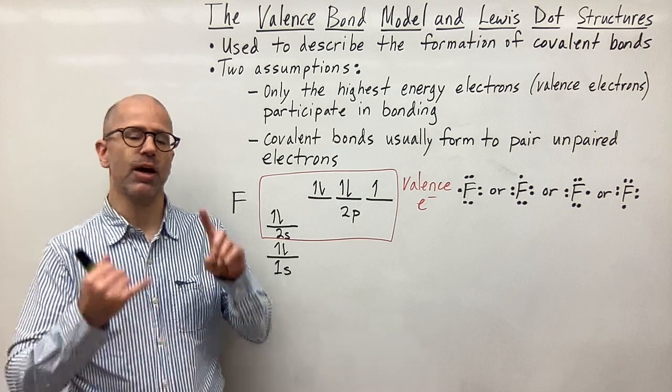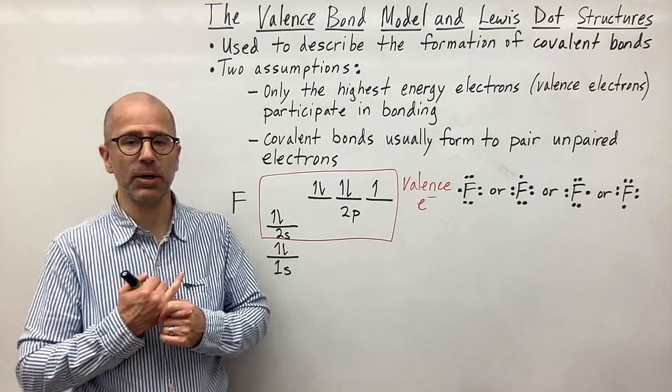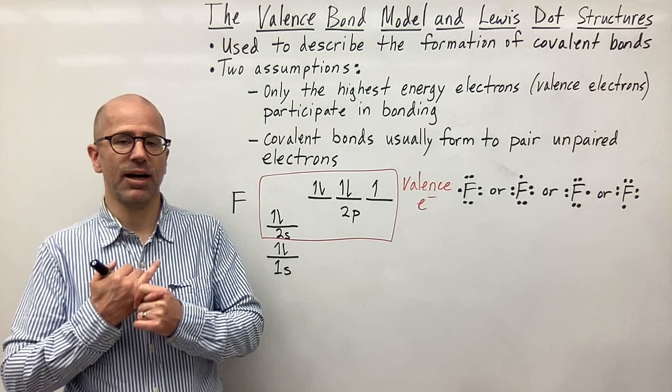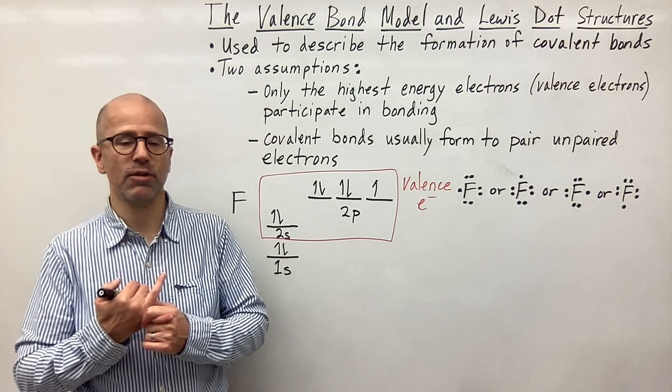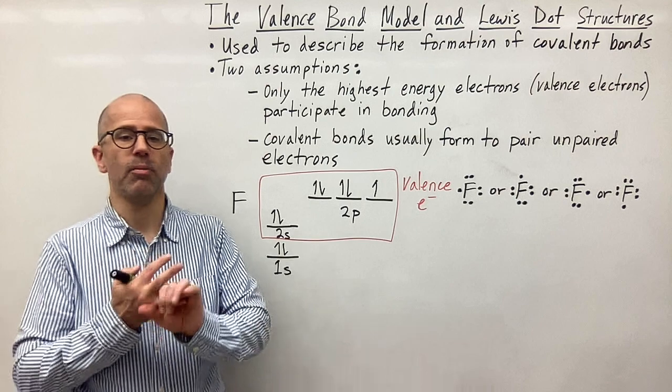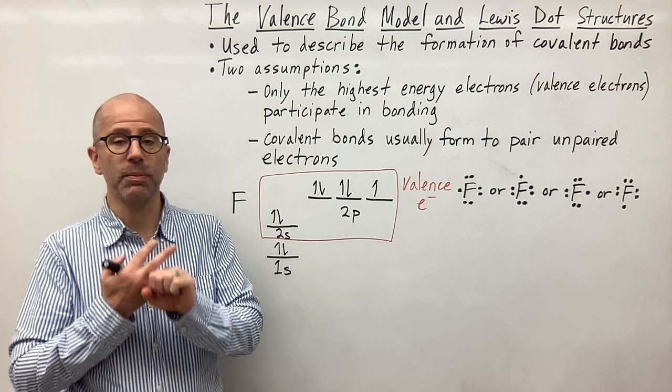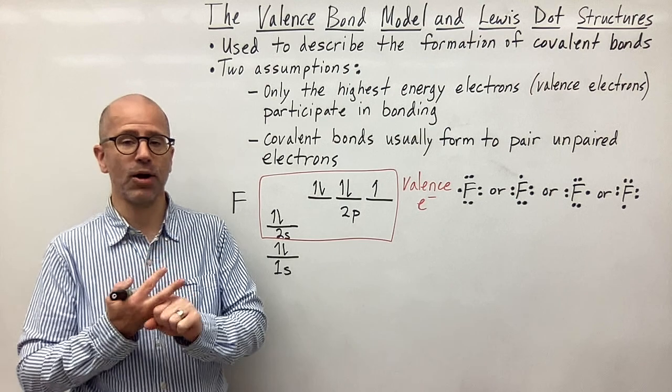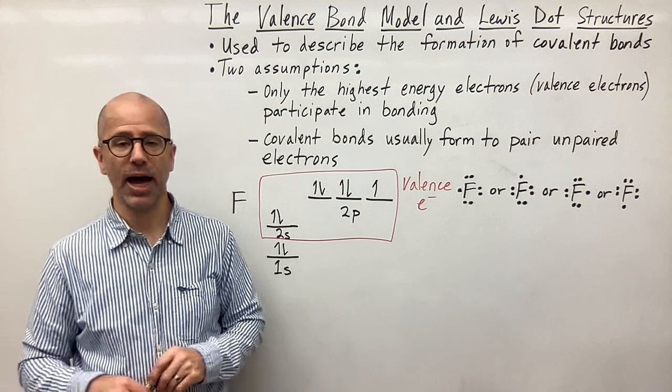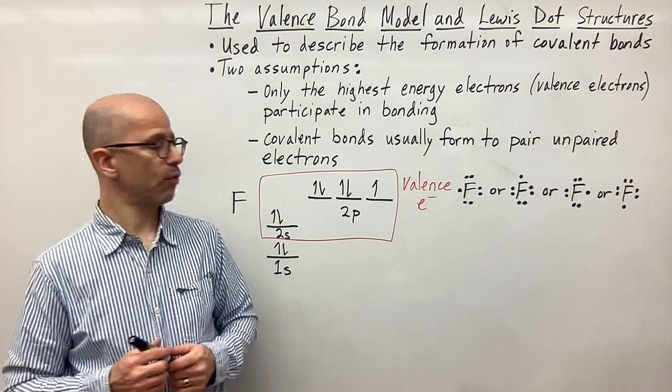So again, one, only the valence electrons are going to be participating in the bonding process or the formation of bonding, and they're going to pair up unpaired electrons. So bonds are formed by pairing up unpaired electrons between atoms. So let's go over an example.